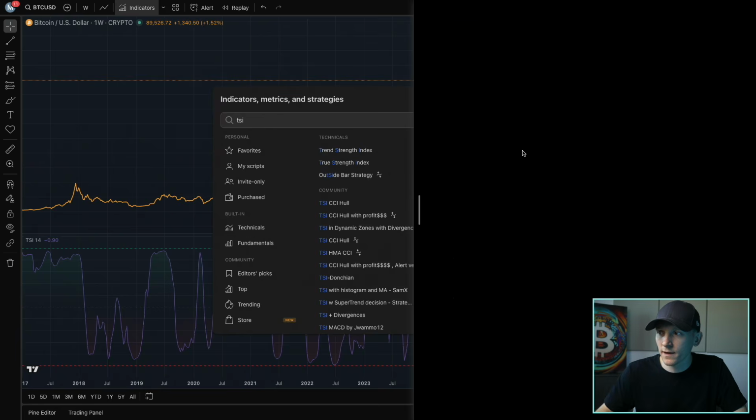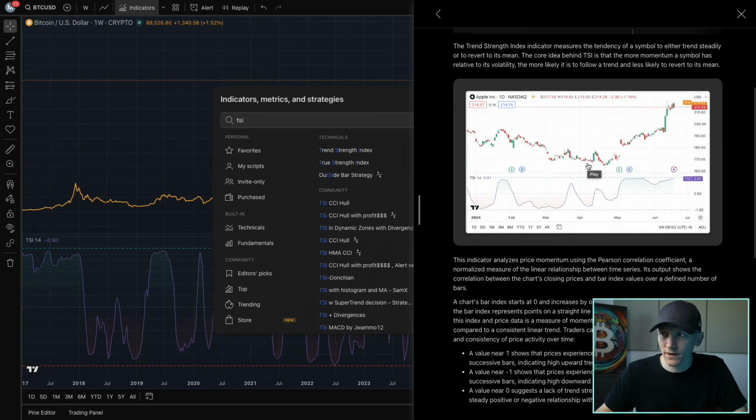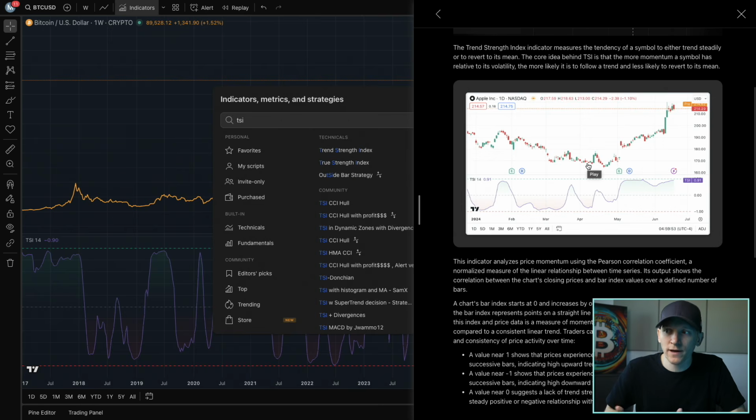On the right-hand side, you can get a broader description of exactly what this indicator is, but it's called Trend Strength Index, right? So we're looking at the strength or momentum of a certain trend in the price. So there'll be uptrends and downtrends. How strong is that? Where is the momentum? And is the momentum of the price movement changing? And that can give us some good entry and exit points for our trades.